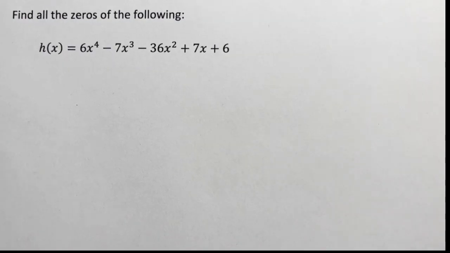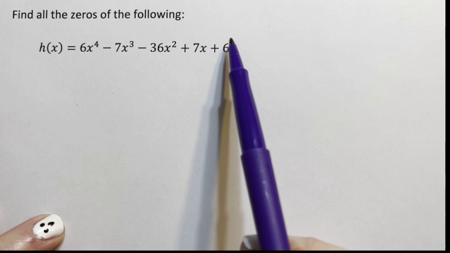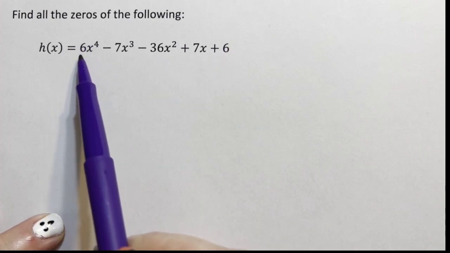Today I'm doing a series of videos on higher order polynomials. In this video, we're looking for all the zeros of the following function. Well, when you're looking for all the zeros, all the solutions of a polynomial, and it's something like this where it's a fourth degree polynomial, one of the ways of doing it is looking for the ratio of the factors of the constant term divided by the factors of the leading coefficient.